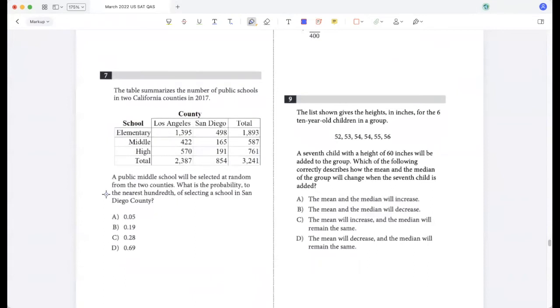The table summarizes the number of public schools in 2 California counties. A public middle school will be selected at random from the 2 counties. What is the probability of selecting a school in San Diego County? So a public middle school will be selected. So total 587. And what is the probability of San Diego? 165. So let's plug that in. So we have 165 divided by 587. So that's 0.28. Option C.